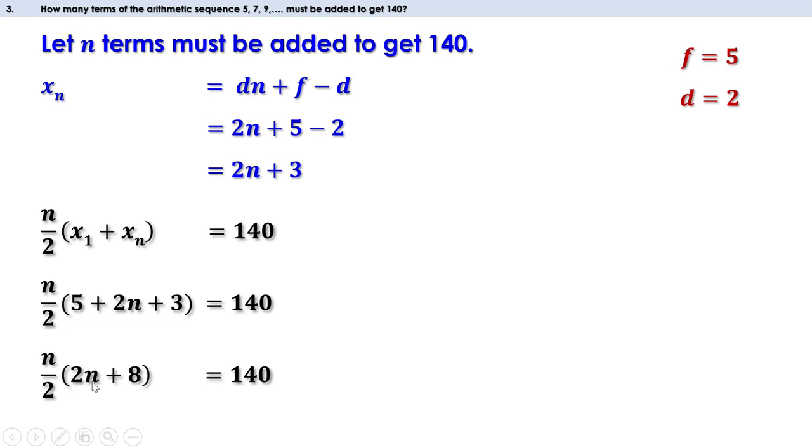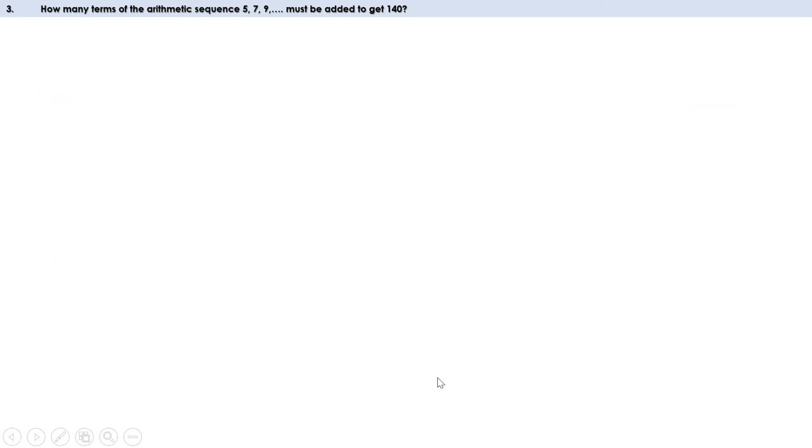2n is 2 into n. 8 is 2 into 4. So both these terms are multiples of 2. So we can take 2 outside and we can write n by 2 into 2 into n plus 4 equal to 140. Now we can cancel these two 2's.